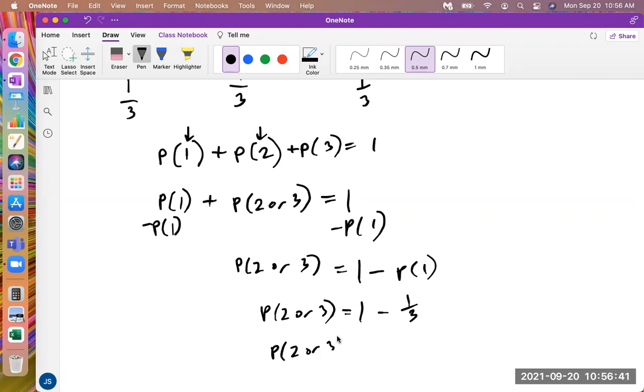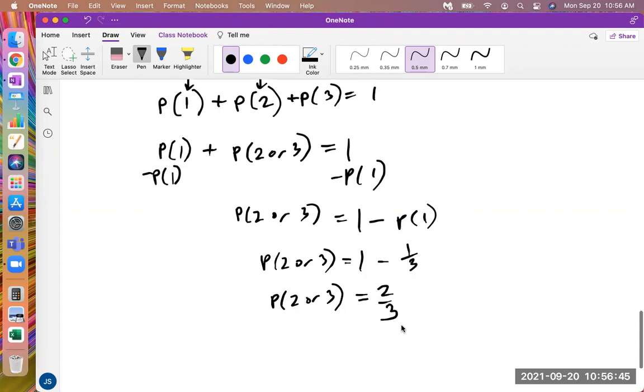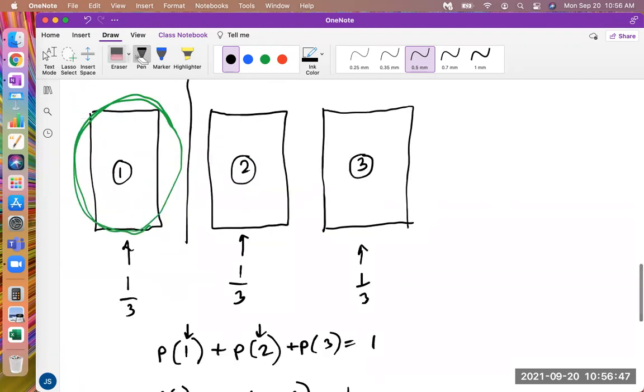Hope you guys are going with me. I know I'm talking a lot, but basically what I'm saying is the probability of it being behind door 2 or 3 is 2/3, right?